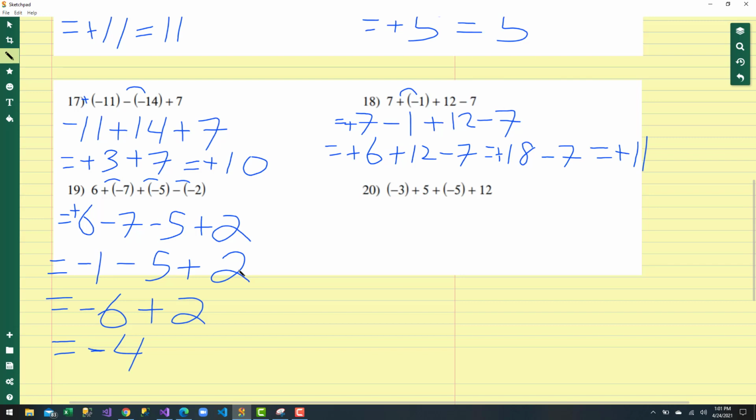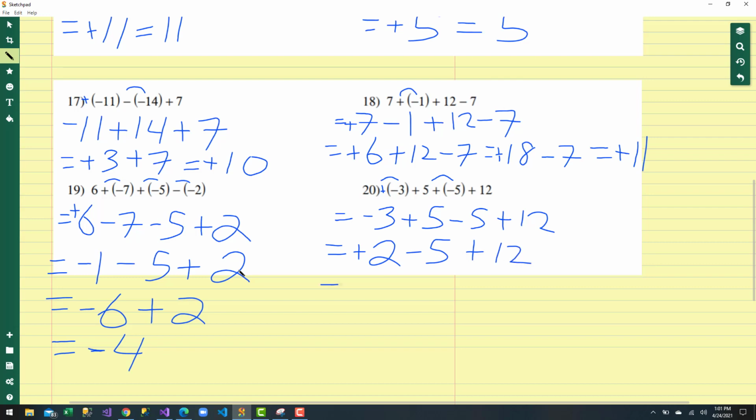All right, the last problem here is number 20. Again, eliminate the parentheses. I always like to write an imaginary plus sign here. Positive and negative become negative 3 plus 5. I just copy that down. Positive and negative make it a negative 5 plus 12. Now let's apply our rules. Negative 3 plus 5, those are opposite signs. So what do we do? I subtract. 5 minus 3 is 2. Keep the sign of the larger number, which is 5. Copy the rest of it.